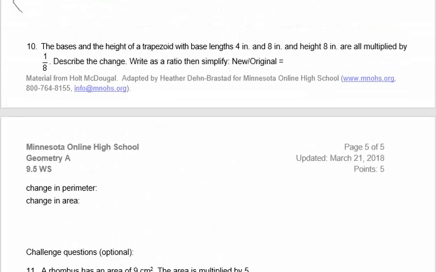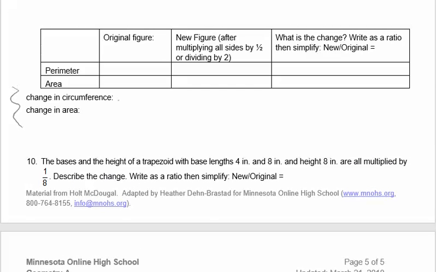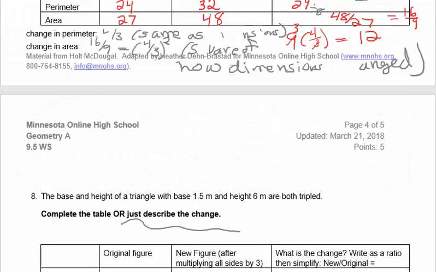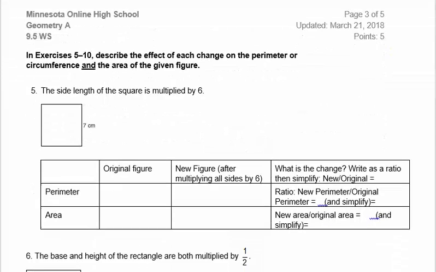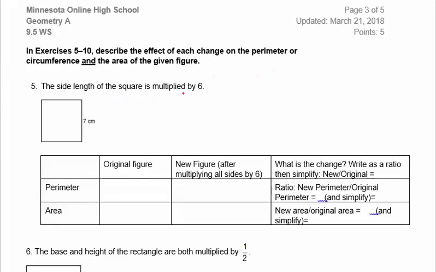All right, so let me know if you have any questions, and don't forget that the area will be the square of how the dimensions have changed for numbers 5 through 10. So the area will not be increased by 6. The perimeter will be increased by 6, but not the area.